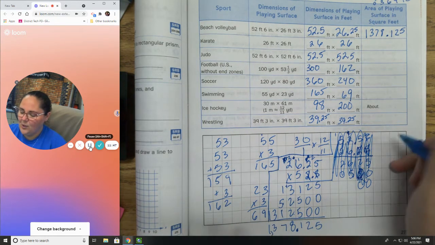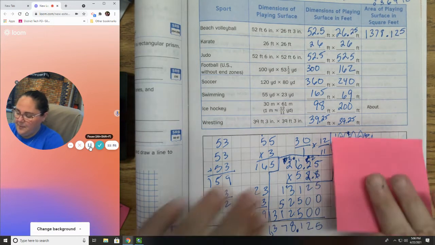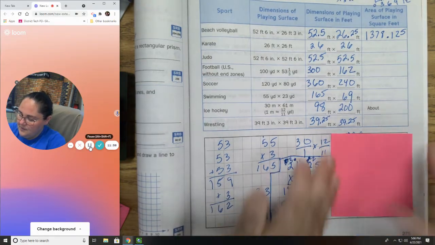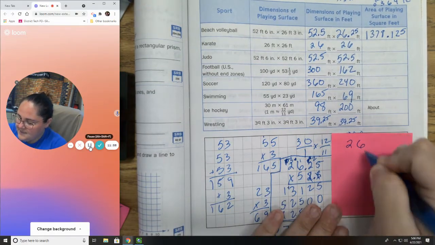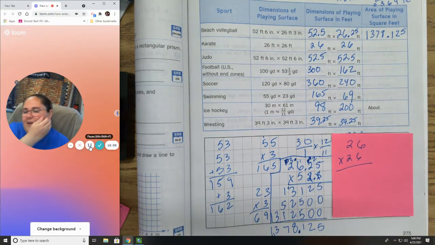Here we go. We are going to do, and I'm going to put a piece of just Post-it note over my paper here so I have a little bit more room. We're going to do 26 times 26. What I want you to do, this should be very simple, very straightforward. Go ahead and multiply this together. What is 26 times 26?